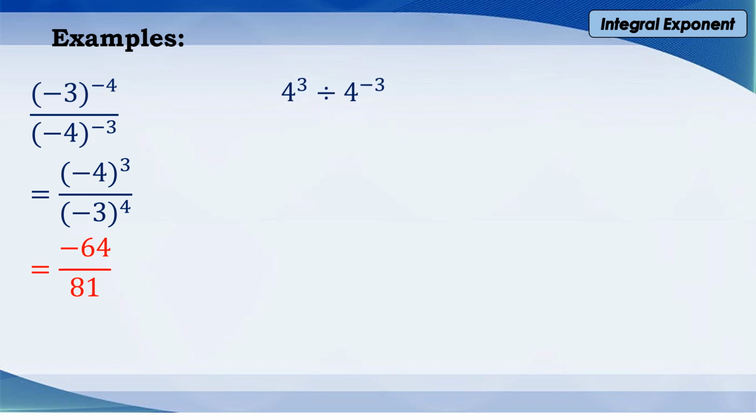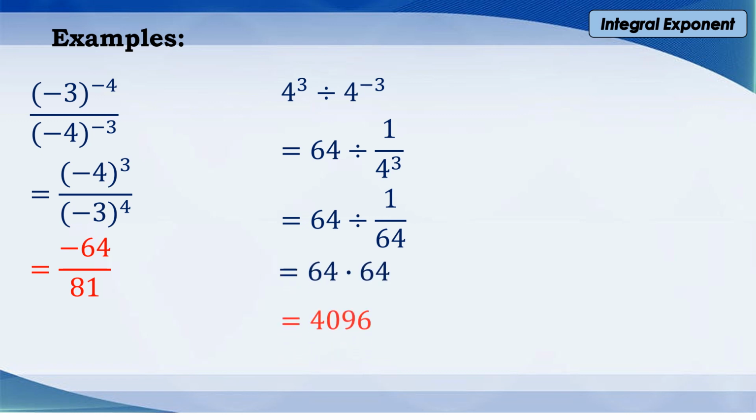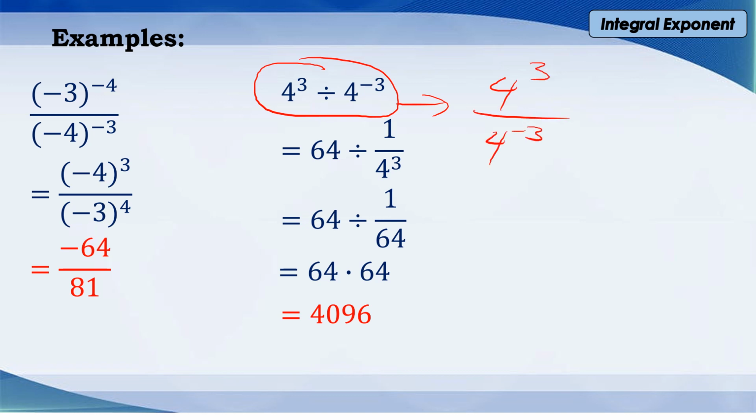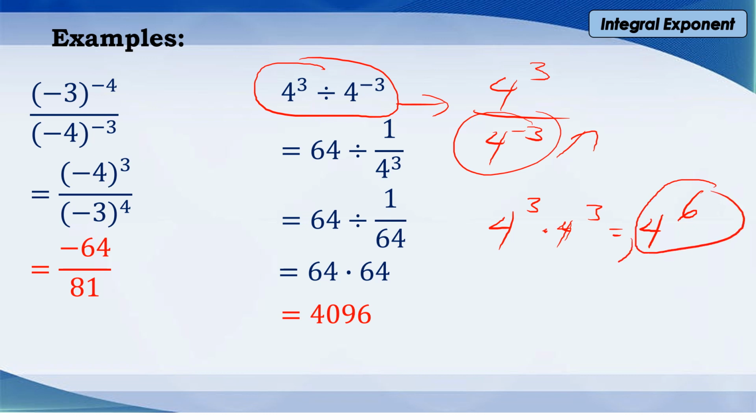Ayan pa. 4 cube divide 4 raised to negative 3. Therefore, siya magiging 64 divide 1 over 4 raised to 3. Pwede natin siyang isolve ganito. 4 cube over 4 raised to negative 3. Since na siya negative, pwede natin siyang itaas. Therefore, siya magiging 4 cube times 4 cube. Kaya siya magiging 4 raised to 6. And 4 raised to 6 is equivalent to 4096.